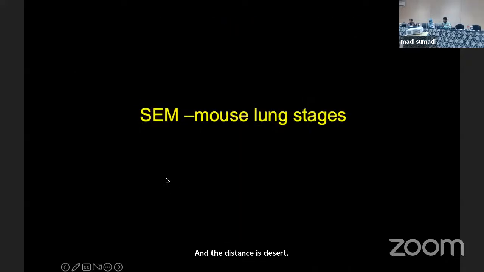Coming into the scanning microscopy and the different lung stages. Why did I put the lung stages? Because as soon as the mouse is born, a newborn mouse, through development, of course, you can say 6 weeks, it's adult. And of course, animals also grow. Structures change during the development.